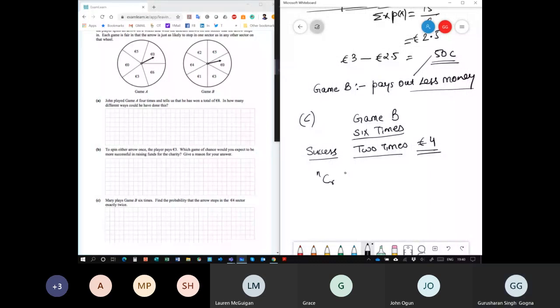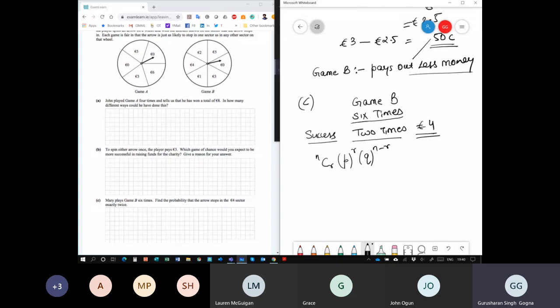nCr, small p to the power r, q to the power n minus r. Now, what is the probability of success? Success means what is the probability of getting a 4? Well, it's 1 over 6, isn't it? And what is the probability of not getting a 4? 1 minus 1 over 6, which will give you 5 over 6.